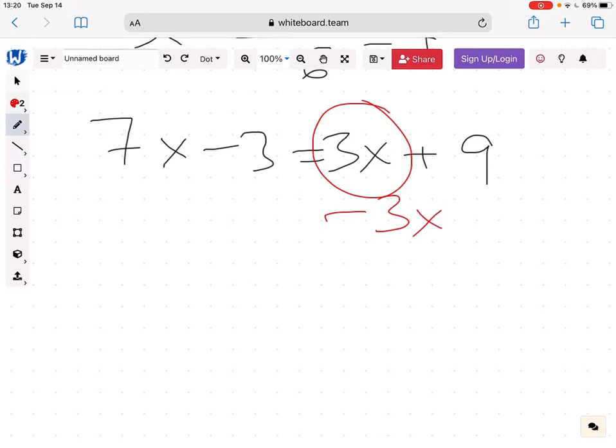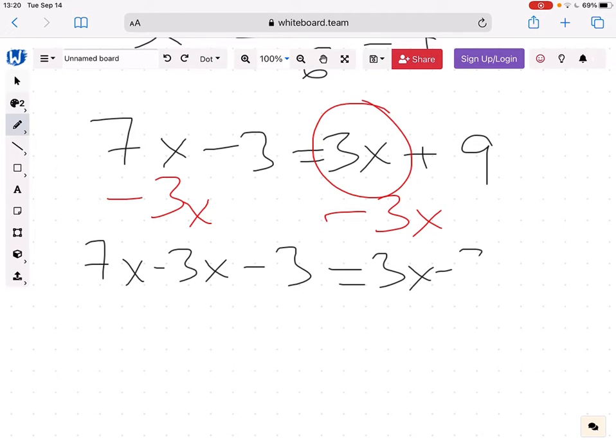Well, all right. But if you remember previous conversation, we cannot do this operation on one side. We have to do the same thing on the other side too. So if you subtracted 3x on the right, you want to subtract the same 3x on the left. And so, what do we have? We have 7x minus 3x minus 3 equals 3x minus 3 plus 9.